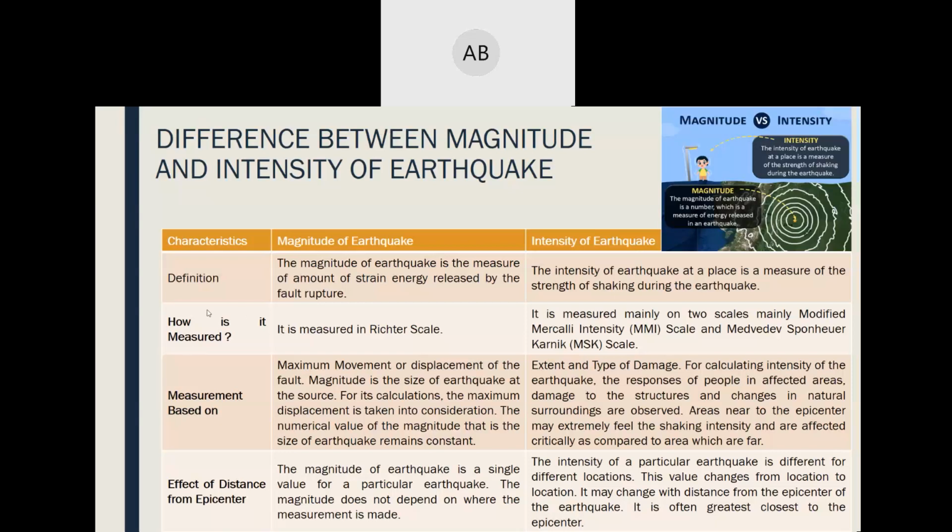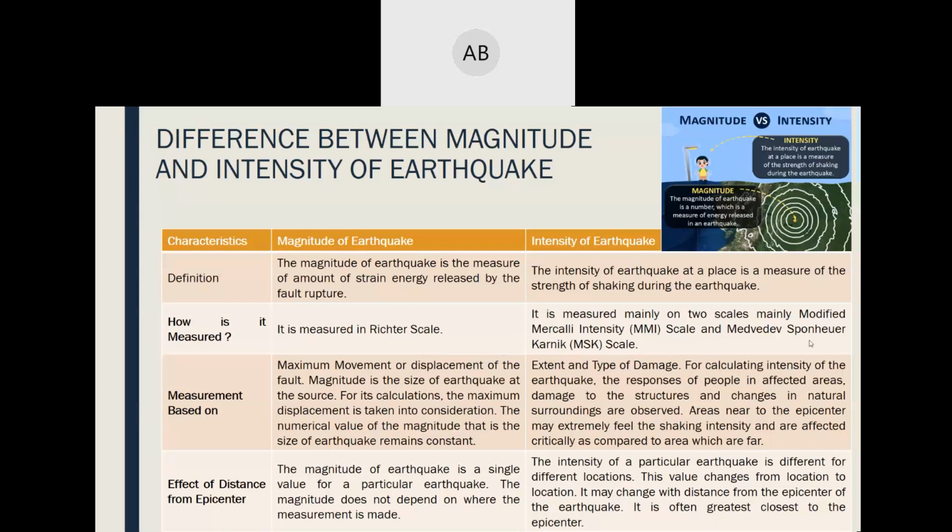Okay, so again, how is it measured? Magnitude is measured on the Richter scale. You have often heard about the Richter scale. The Richter scale is a logarithmic scale, and you often hear in the news that it's a Richter 5 magnitude earthquake or a Richter 6 magnitude earthquake. So this is the amount of energy that is released, simply on the Richter scale.